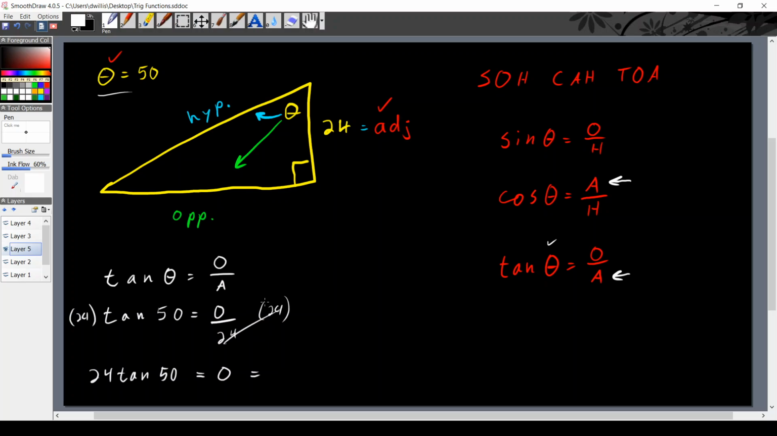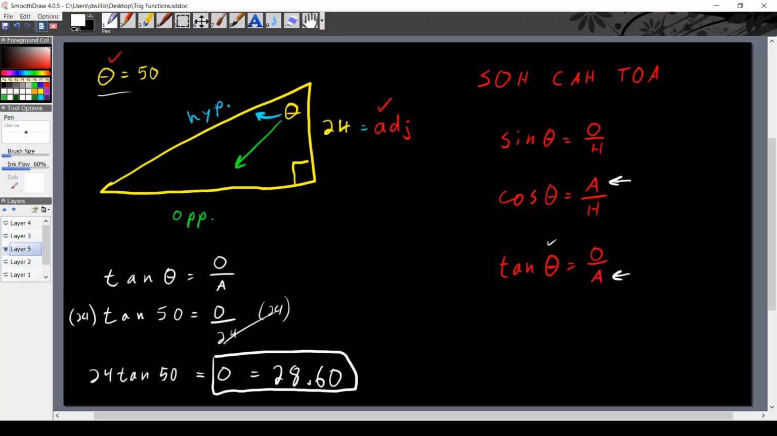So I punch that into my calculator, which I have checked to see is in degrees. 24 tangent 50. And I get 28.60. So 28.60 for the opposite side. All right, and so there we have that.